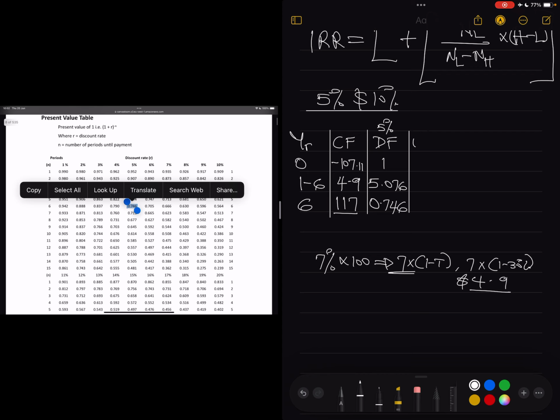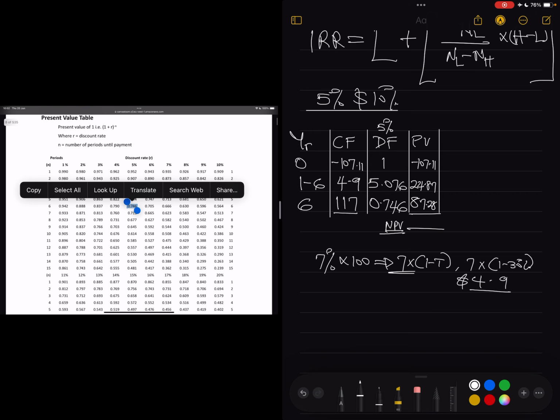Yeah, and we can get the present value for this one. So this remains minus 107.11. Then I do 4.9 multiplied by 5.076, and that's 24.87. And the last one is 117 multiplied by 0.746, and that's 87.28. And if we add everything together, we get the NPV, net present value, at 5%.